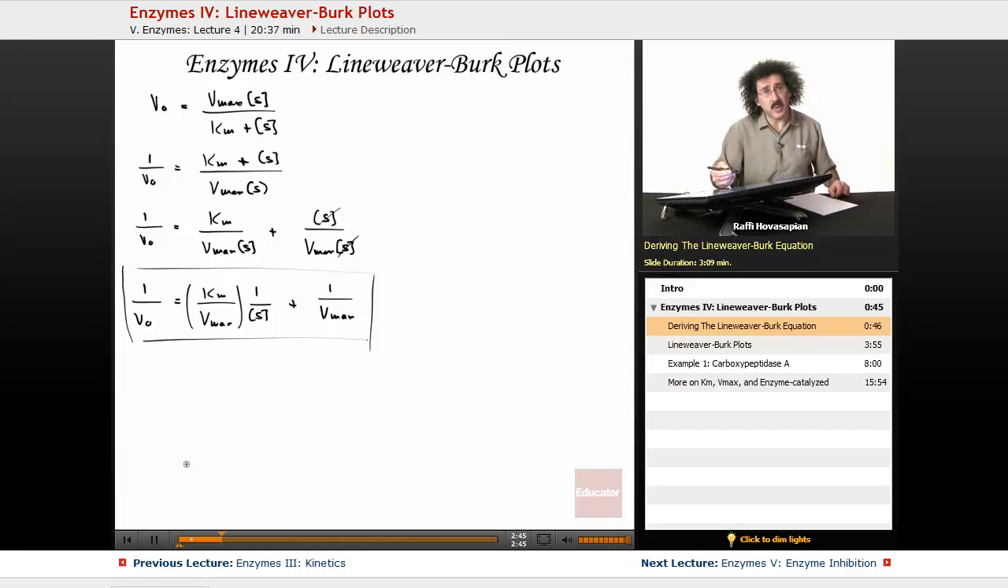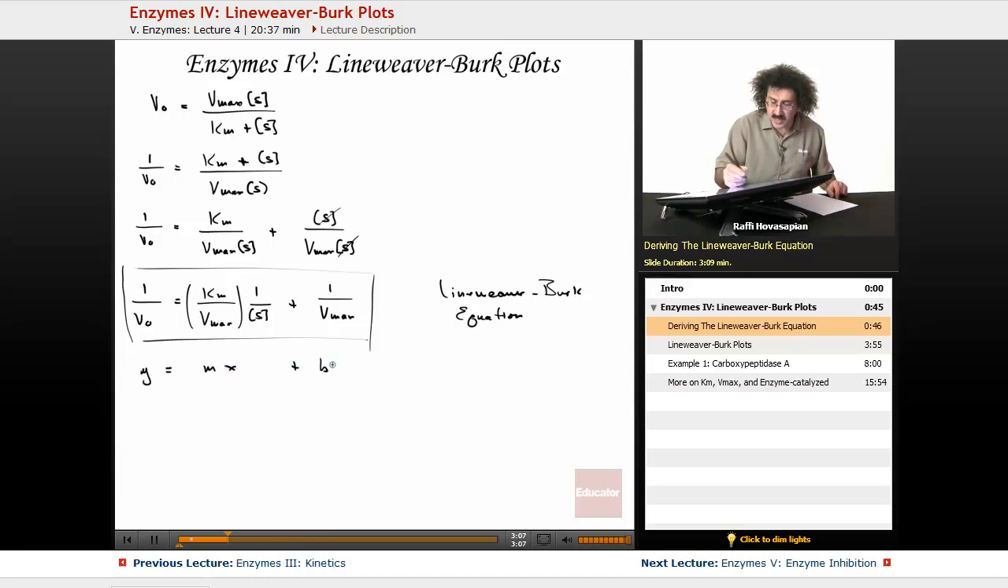This equation is called the double reciprocal equation. Double reciprocal because I took the reciprocal of the left and the right. Also called the Lineweaver-Burk equation. That's what's important. Notice the form of this. This is y equals mx plus b, the equation for a line. Y is 1 over V0. M, the slope, is Km over Vmax. 1 over S is the independent variable, and 1 over Vmax, that's the y-intercept.